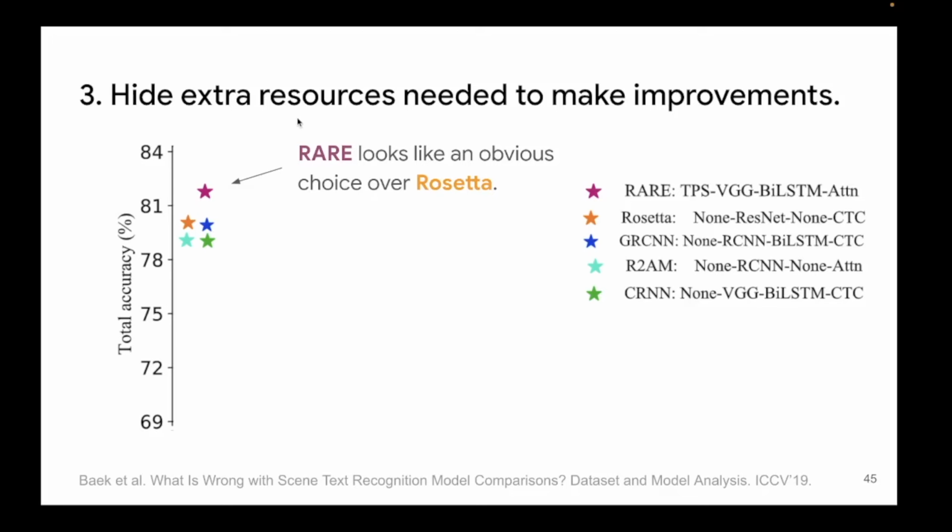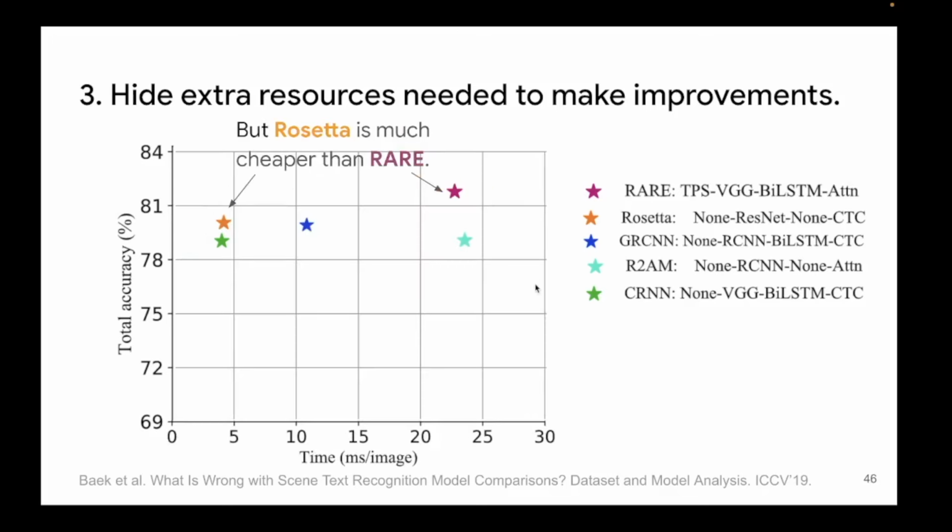And some people also hide extra resources needed to make improvements. So if you're just comparing methods in terms of total accuracy, then this method is doing a good job here. But if you also consider the efficiency, right, how much time it takes, then it turns out there's no good trade-off for the small gap that you get. And the cost you have to pay is super large here.